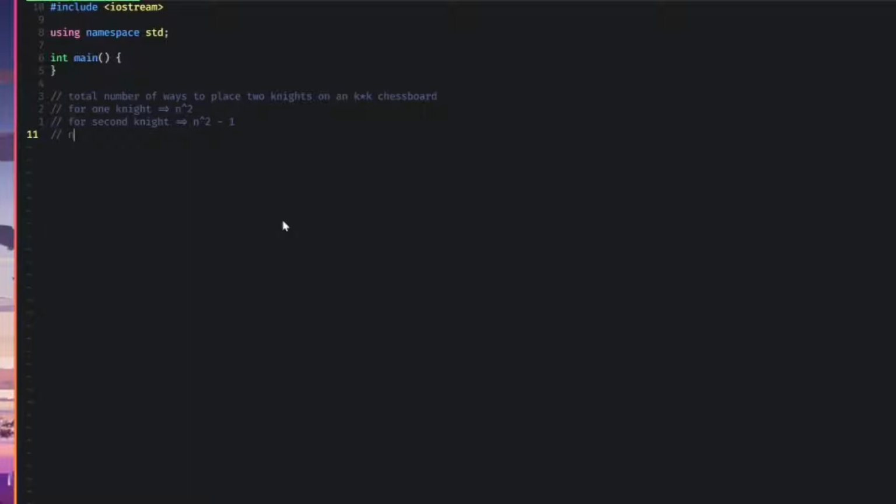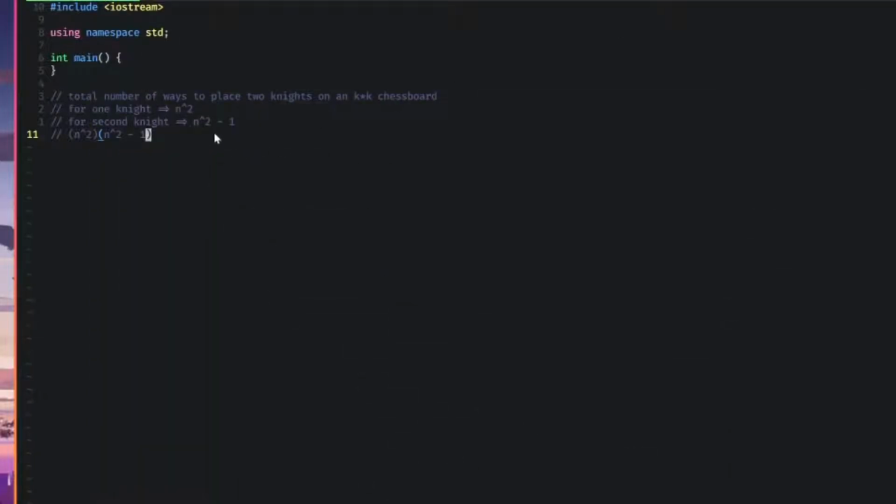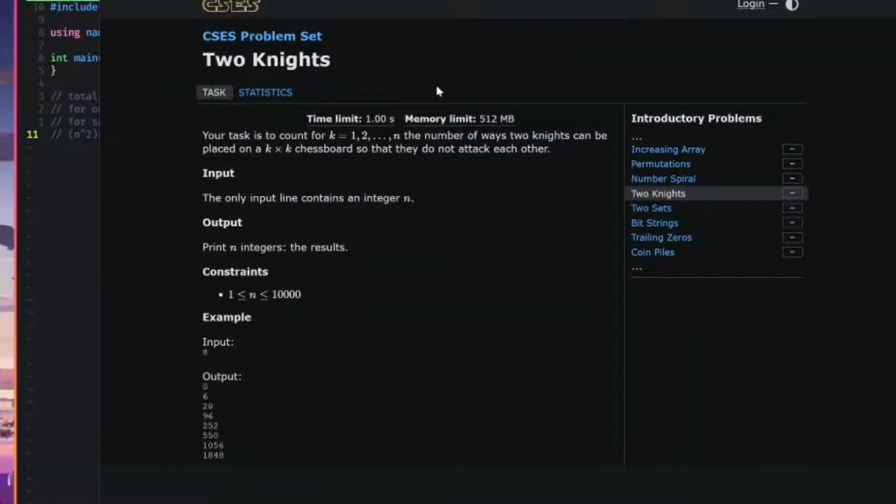This would hold true, so n squared times n squared minus 1. This would hold true if the pieces weren't identical, but because the question is about two knights specifically, you have to divide this value by 2. According to the laws of identical permutations, you have to divide that number by 2. And that gives you the total number of permutations of placing two knights on an n by n chessboard.